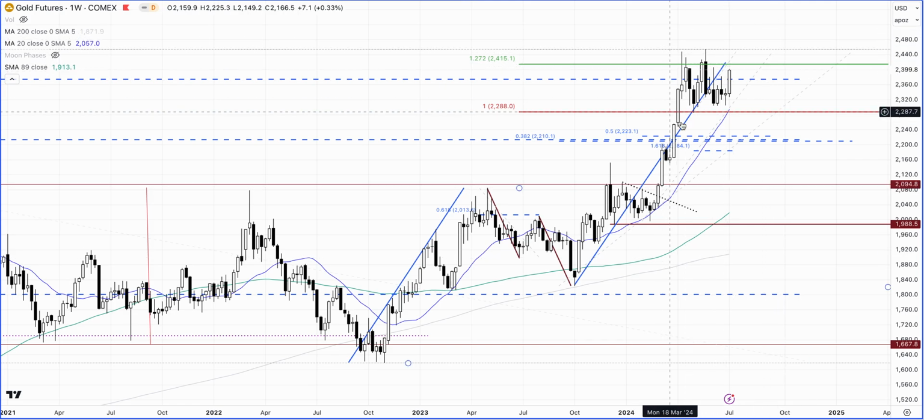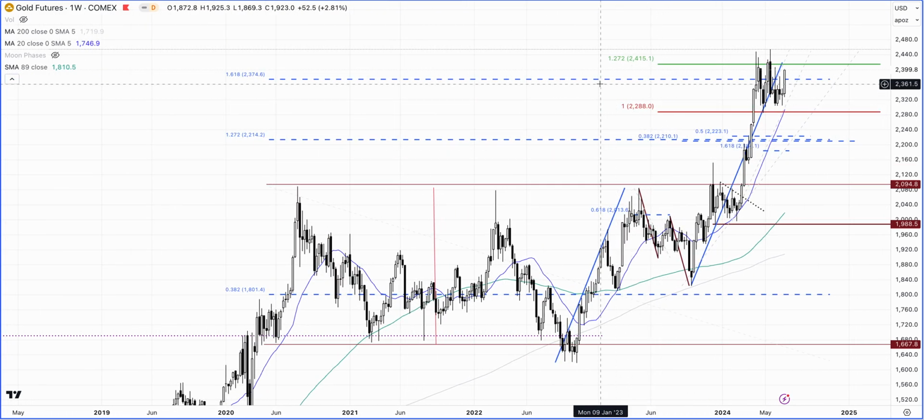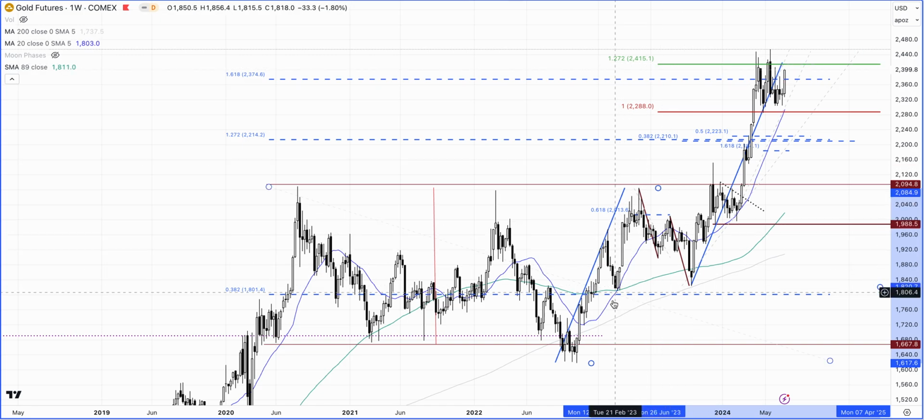On the weekly chart, we can see this market has been in a trading range for quite a few weeks, in fact, a few months now. And it's just coming right at the 1.618 expansion of this big trading range activity that took place over the course of August of 2020 till October of 2022. And we also have the 1.272 extension, this blue cycle around here.